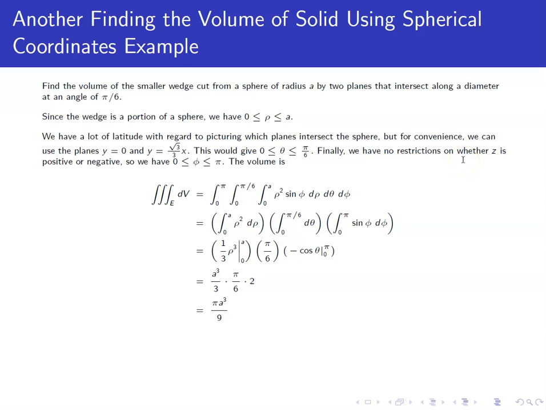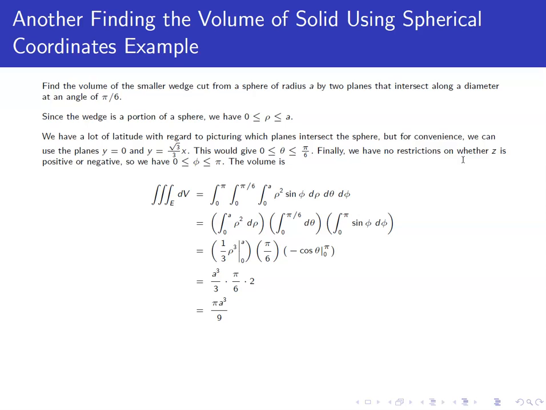In this video, we're going to look at another example of finding the volume of a solid using spherical coordinates. So we're being asked to find the volume of a smaller wedge cut from a sphere of radius a, where two planes intersect along a diameter at an angle of pi/6. So we're looking at a wedge of a sphere of radius a.